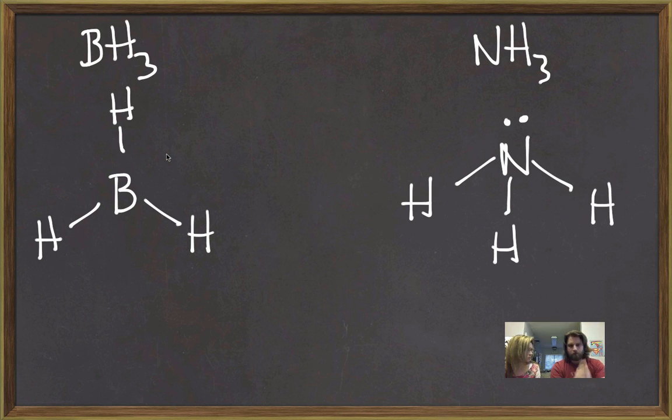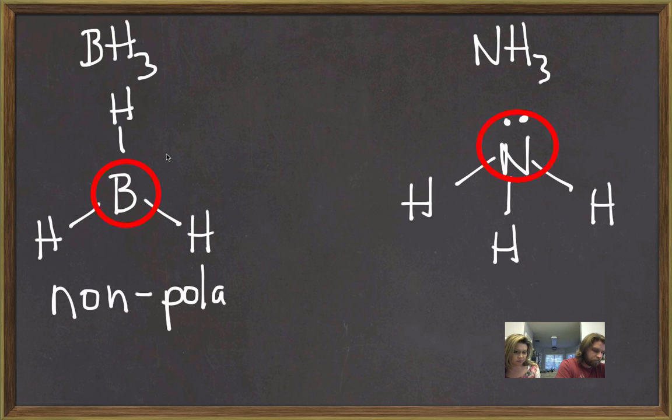Here's the deal. First, ask yourself this. Look at the central atom, here and here, and ask yourself, is there a lone pair on the central atom of BH3? I don't see one. No lone pairs there. So then we have to look at the next question, which is, are the lone pairs on the atoms around it equal? So are there any lone pairs on the hydrogens around it? Nope. So 0, 0, and 0 lone pairs. So equal, right? So therefore we call this nonpolar.